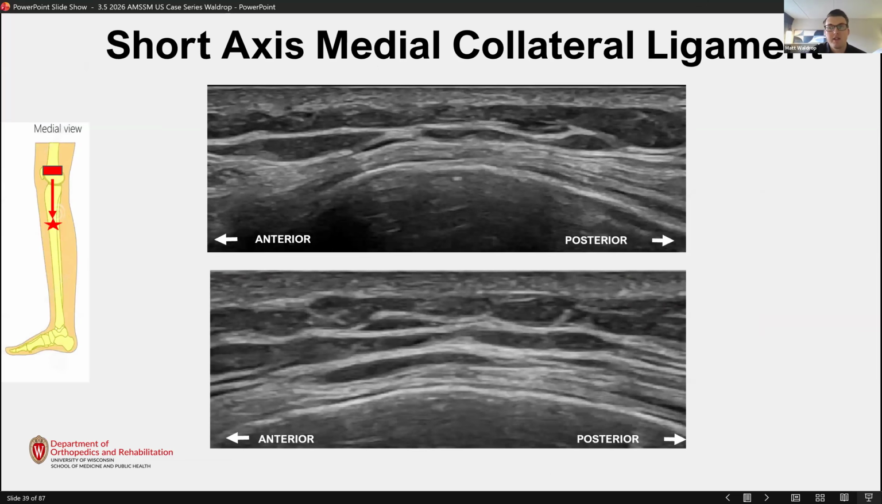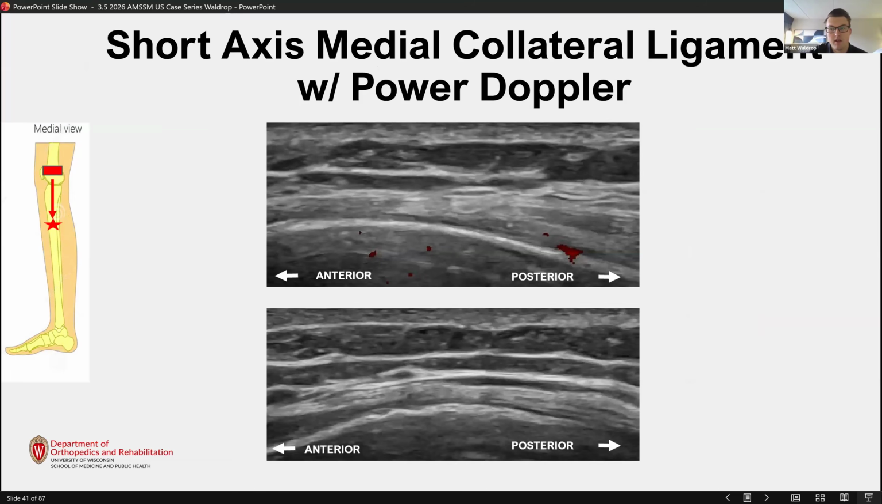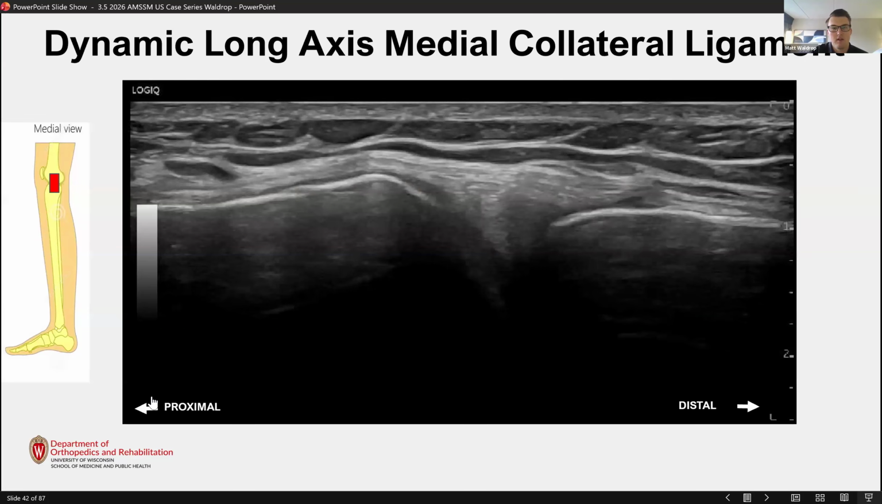And then we rotate our transducer 90 degrees again to evaluate the MCL in short axis, traveling from its origin on the femur to its insertion on the tibia. Can be a little harder to see in this view, but the MCL is there and considered normal in our patient. And then again, with power Doppler, we don't see any significant evidence of hyperemia. So we've got a little video here.